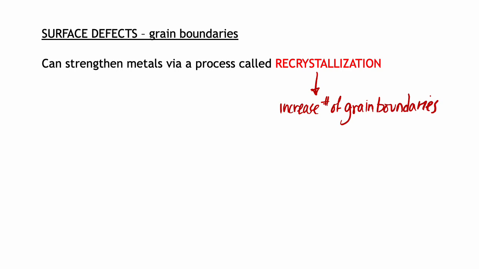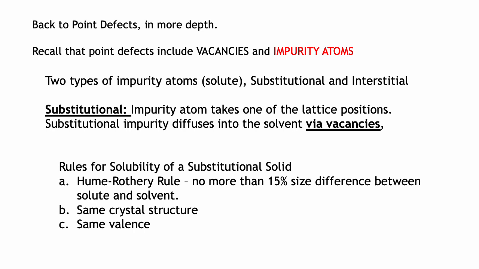So we've talked about the three kinds of defects: point defects, line defects, and surface defects. I want to go back now and do a little bit more in-depth discussion of point defects, and we'll get to the line and surface defects down the road. So back to talking about point defects. Specifically the impurity atoms type of point defects. We've got the substitutional impurities and the interstitial.